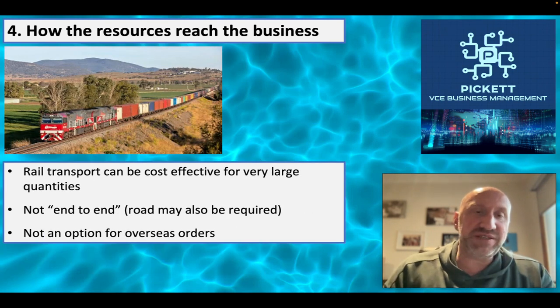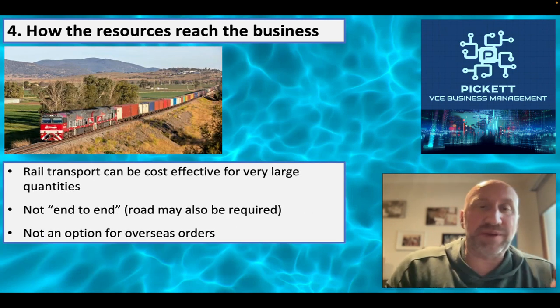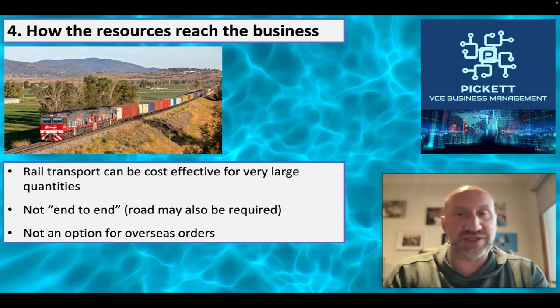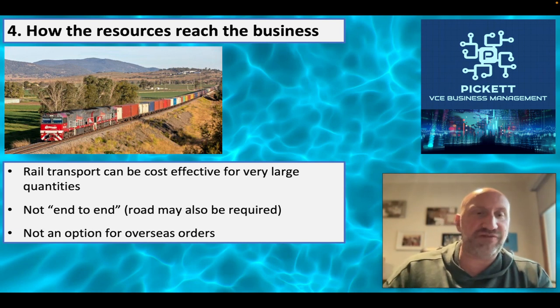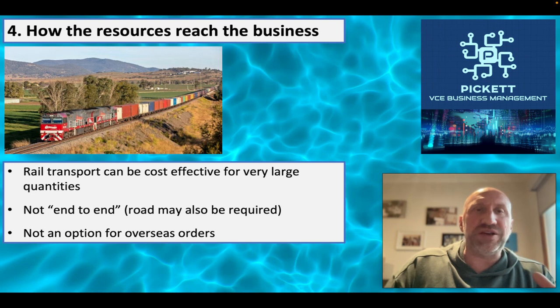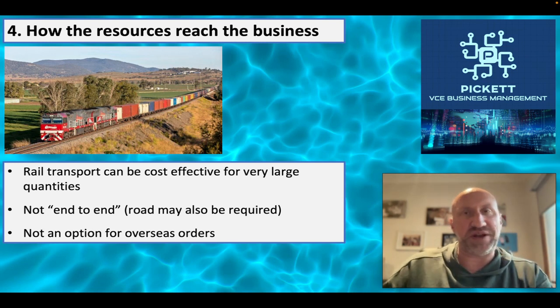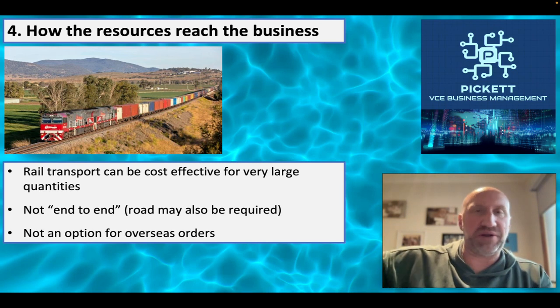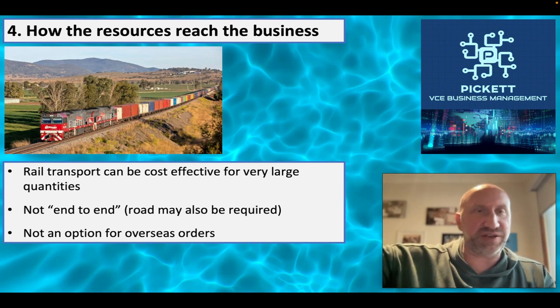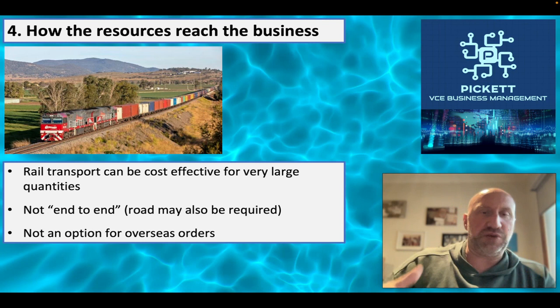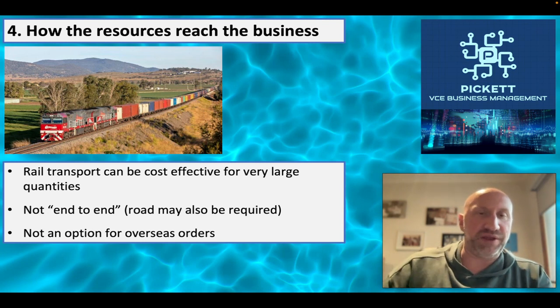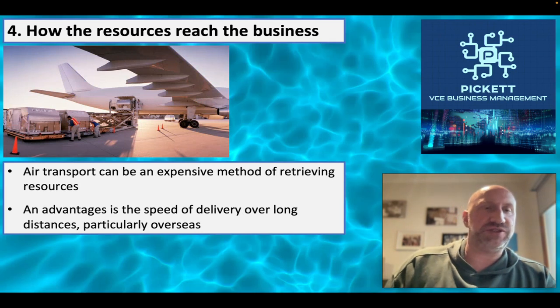Looking at trains, rail transport can be more cost effective for really large quantities. Obviously, they can hold a huge amount of stuff. It is probably not going to be an end-to-end solution because, unless your factory is right next to the train station and the supplier is right next to the train station at the other end, which is unlikely, you're probably going to involve some road at either end as well. Again, obviously not an option for overseas orders.